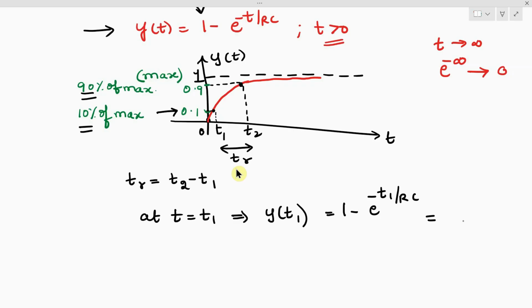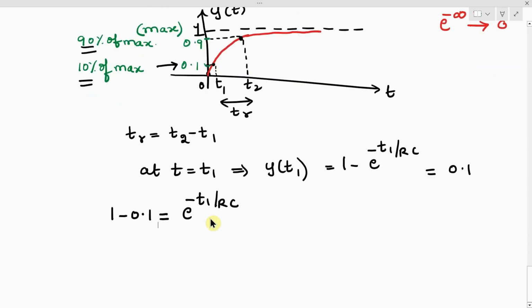0.1 should be equal to 0.1. So from this, I am trying to calculate T1. So I'll take this e power of T1 by RC onto the right side and bring that 0.1 onto the left side. Understood?